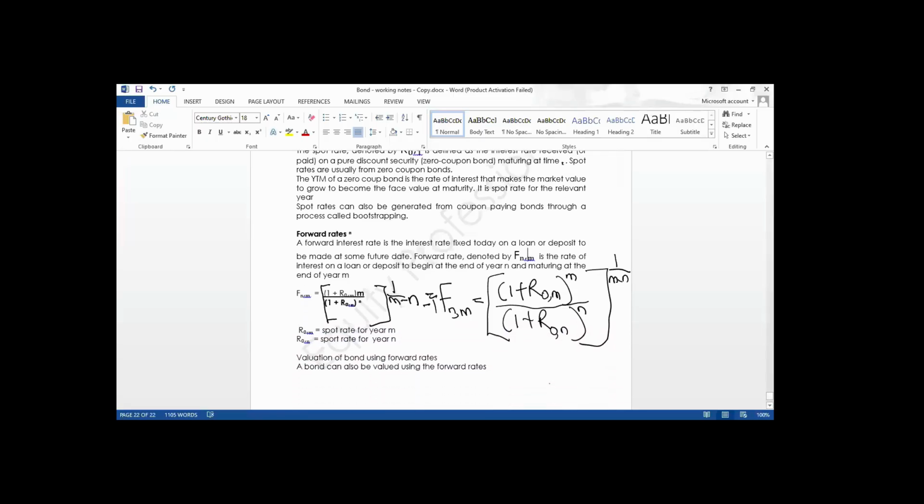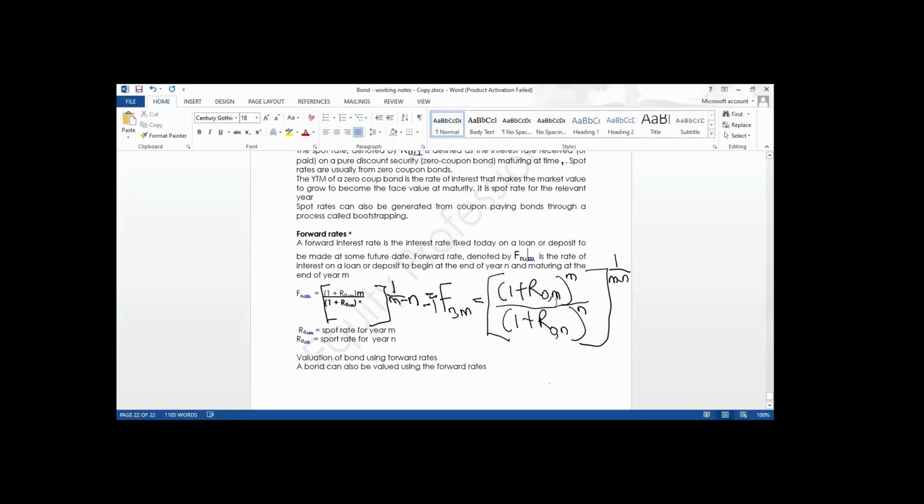The formula for forward rate, please look at it. Forward rate commencing at the end of year N, maturing at the end of year M is equal to, open a big bracket, then a small bracket, (1 + R_0M), close your bracket, raised to power M, divided by (1 + R_0N) raised to power N. Close your bracket, raised to power 1 over M minus N.